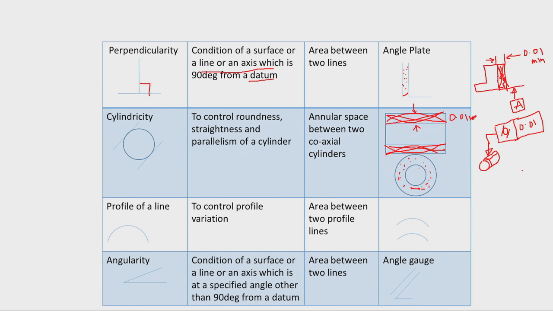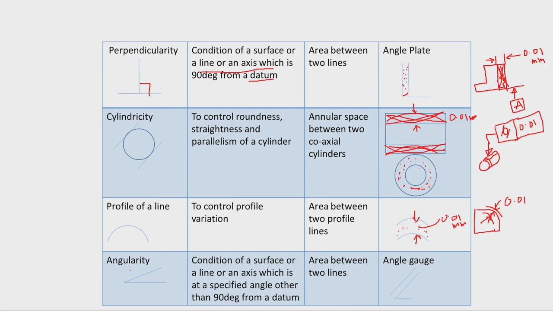And then we have a profile of a line. Say we have a workpiece like this, and then we have a profile like this, with some radius. Now we have to control this profile variation. For that we use this symbol. The meaning is that there will be two parallel arcs separated by some distance, which is the given tolerance. That means all the high points and low points on the profile should lie within these two arcs separated by the tolerance amount in mm. So, that is the profile of a line.